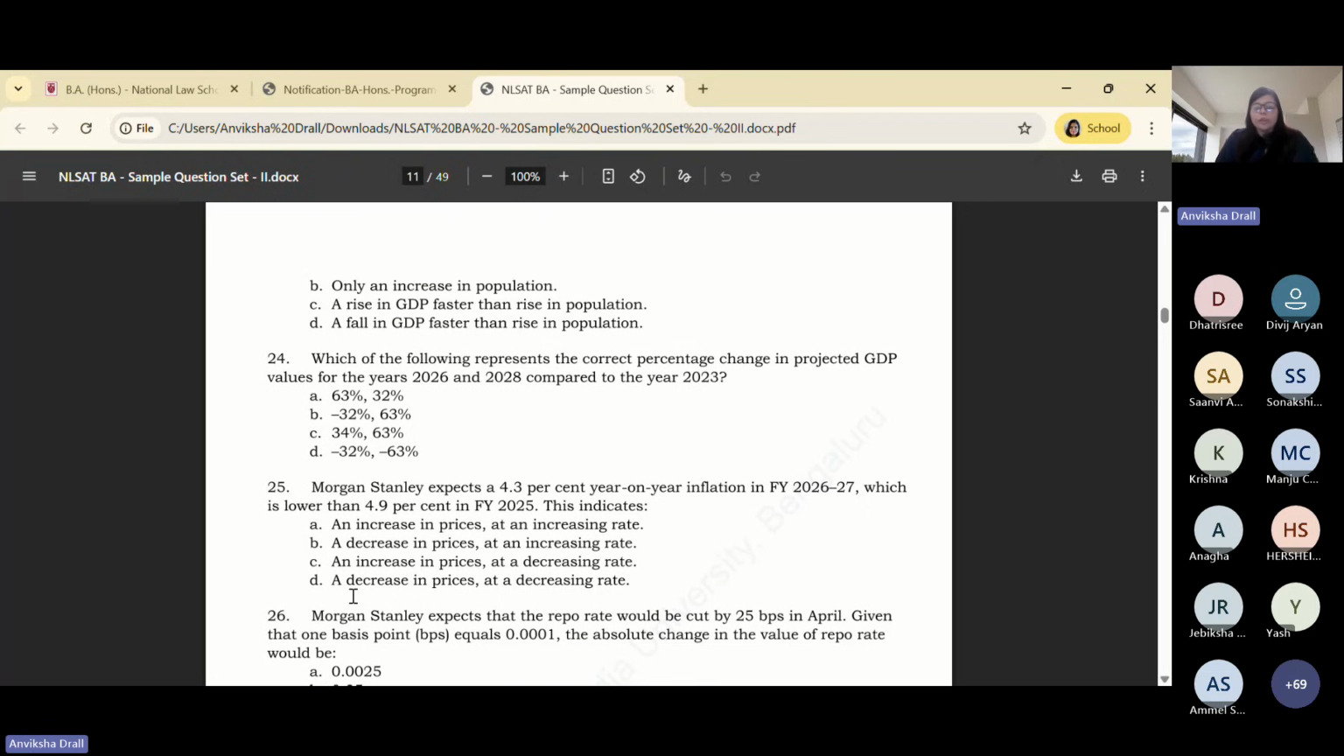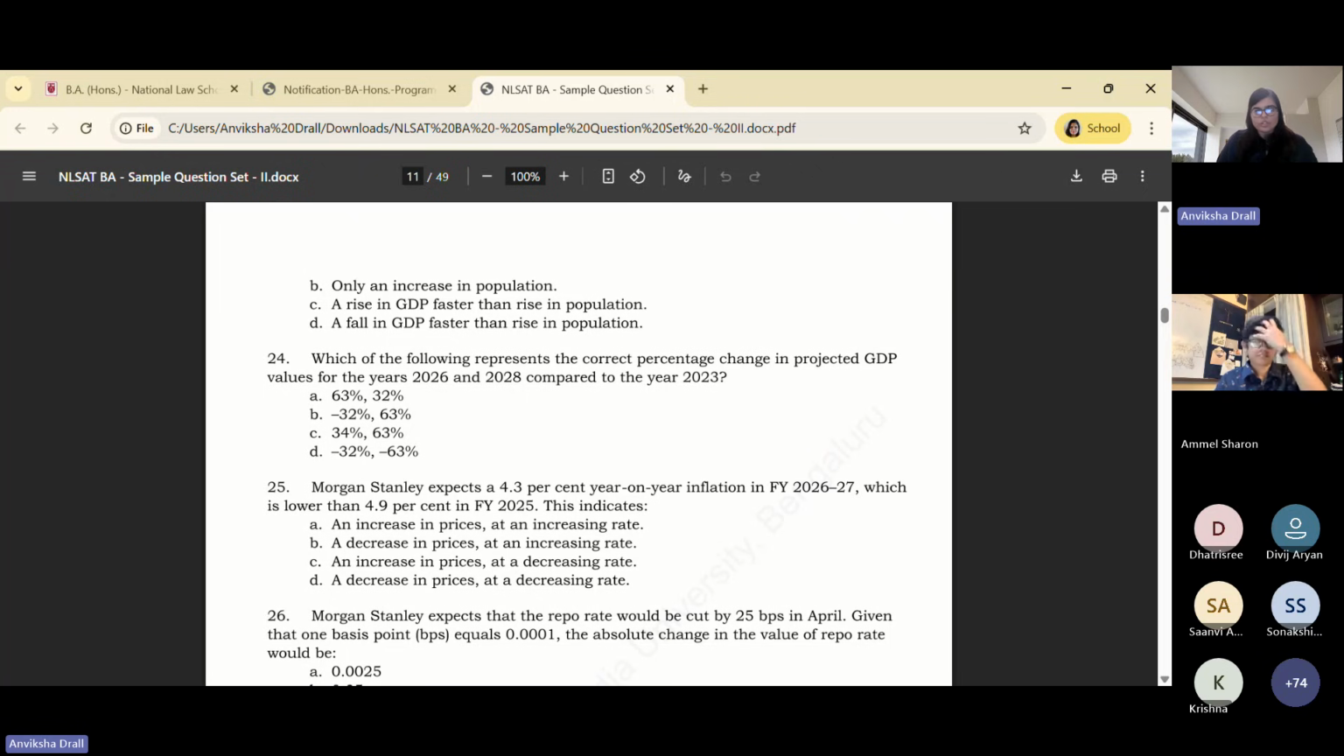Now, second is whether your rate of inflation, or the rate of change of prices, is occurring at an increasing or decreasing rate. So the rate of change of price itself is going down from 4.9 to 4.3. So even though prices are increasing, the increase in prices is happening at a decreasing rate. So in this case, your correct answer is again C. This is how you have to go through the questions: try to interpret them, and use the values that are given to you in the question or the paragraph.